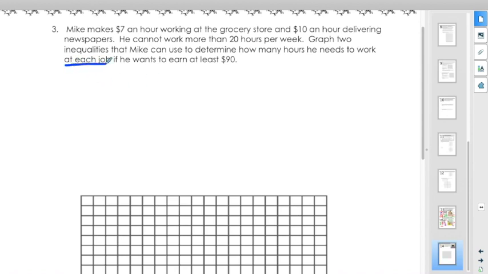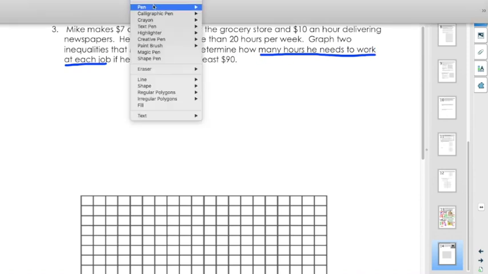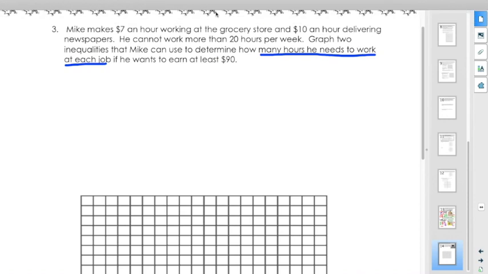That should tell me my let statement right there. How many hours at each job? If he wants to earn at least $90. Okay, start off with the let statement. Let's let X equal number of hours working at the grocery store.